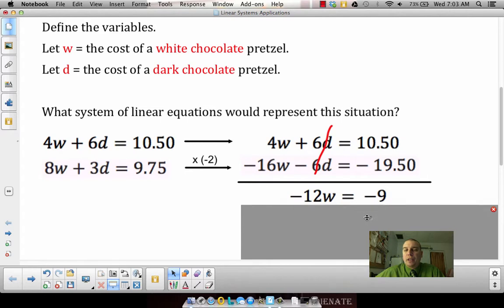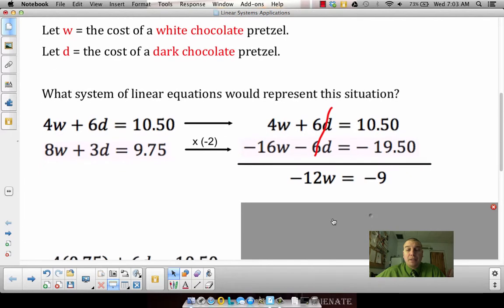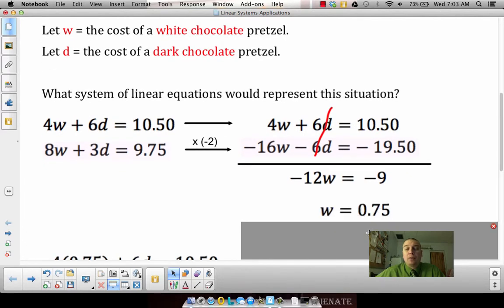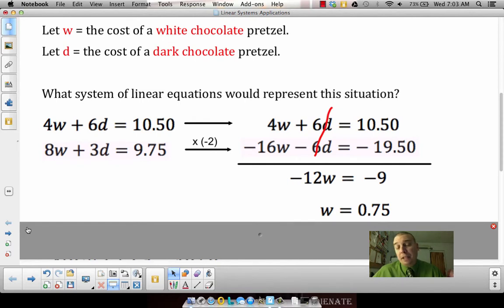So then I roll down through here and I get, okay, well, that means then this is going to be -12W. This is actually $9 difference. Now in order to get the W by itself, I need to divide by a -12. Well, a negative number divided by another negative number is going to give me positive. And lo and behold, we end up that W is equal to 75, meaning 0.75 or 75 cents. So that means a white chocolate pretzel costs 75 cents.